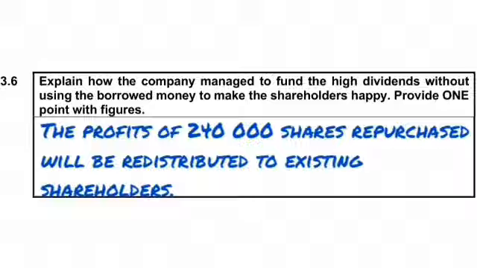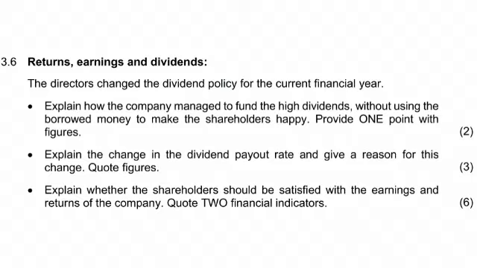So instead of going to find debt in order to satisfy our existing shareholders, we just simply repurchased some of the shares, and then took the proceeds from those shares and redistributed them to our existing shareholders to keep them happy. The second bullet point says, explain the change in dividend payout rate and give reasons for this change.